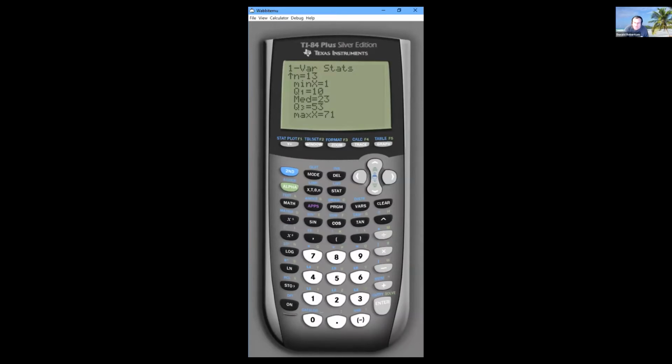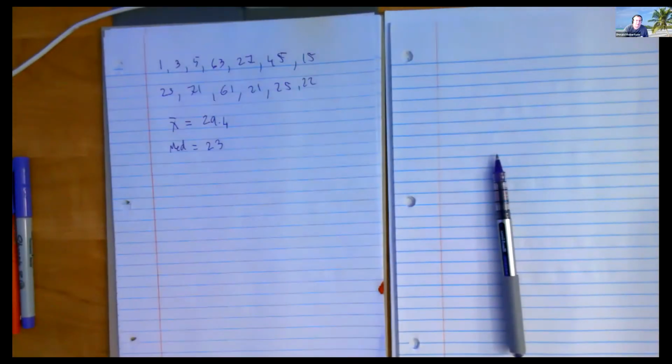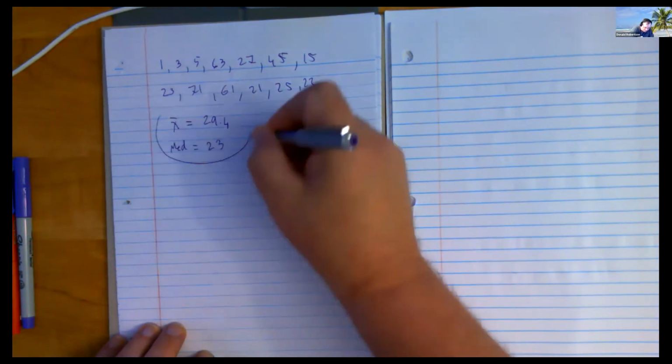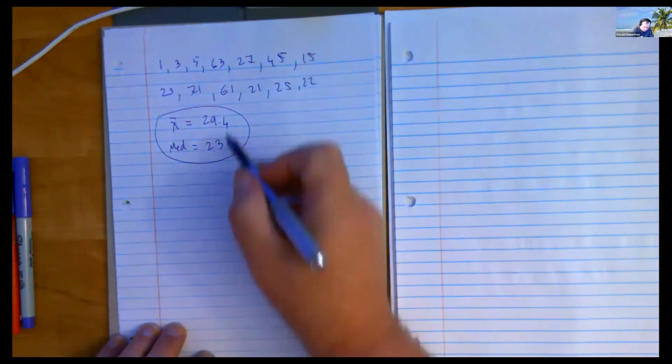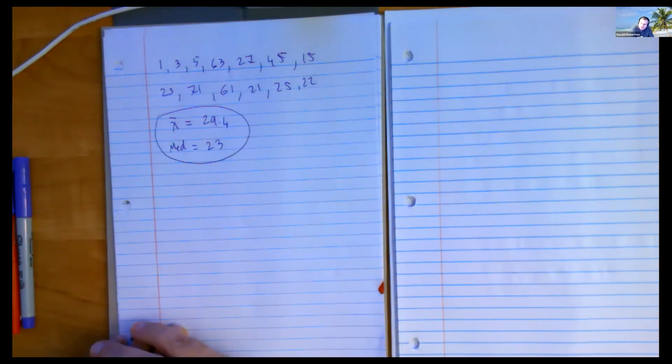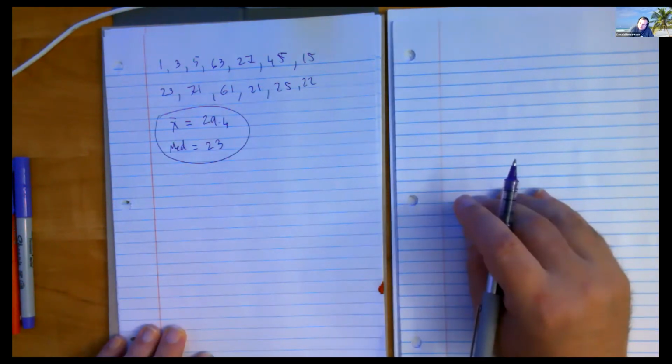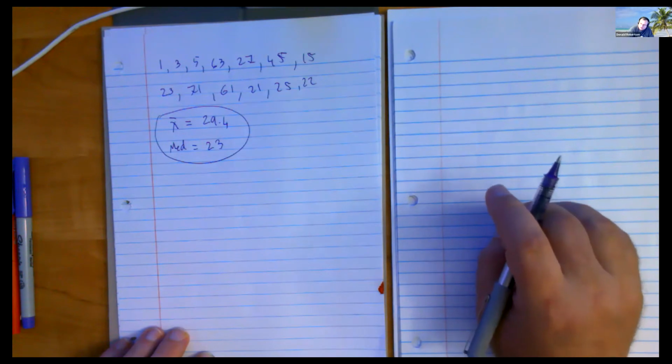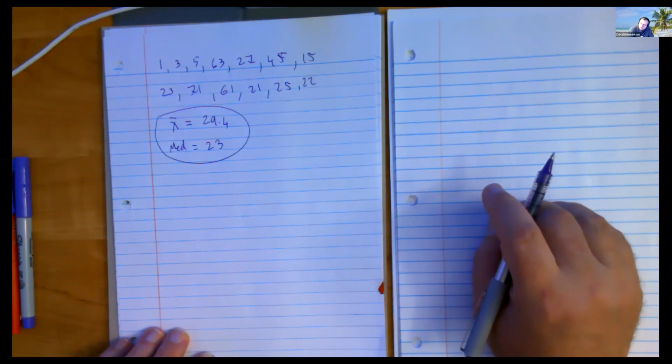So here is my summary of that data that I just typed in. So here is the data. The mean is 29.4, the median is 23. Based on only that data, do you think we're going to be skewed right, skewed left, or symmetric? And you have to commit to one of the three. Skewed right, skewed left, or symmetric.